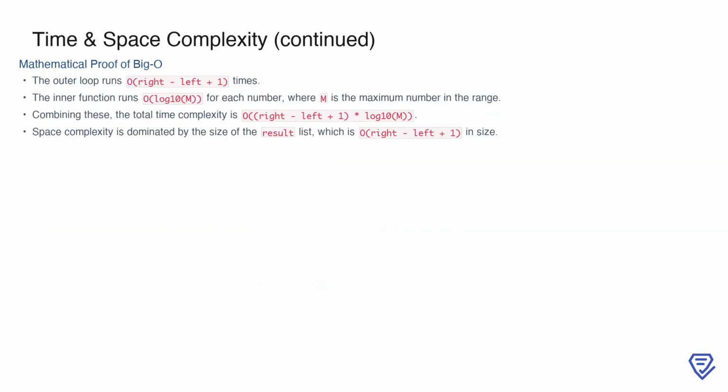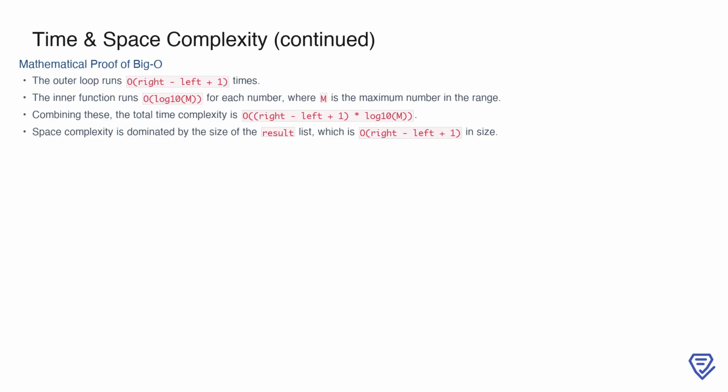Finally, we can summarize the mathematical proof of the time and space complexities using big O notation. The outer loop executes O(right - left + 1) times, iterating through every number in the range. For each of these numbers, the inner function runs in O(log 10 m) time, where m is the largest number in the range. Combining these factors gives the overall time complexity as O((right - left + 1) * log 10 m). On the space complexity side, the result list, which stores up to right minus left plus 1 integers, dominates the memory usage. Since each integer requires constant space, the total space complexity is O(right - left + 1).